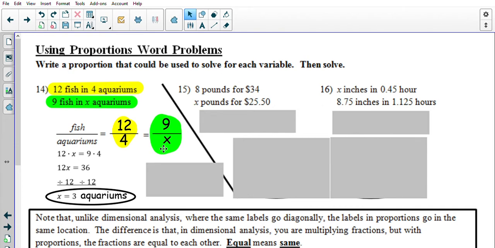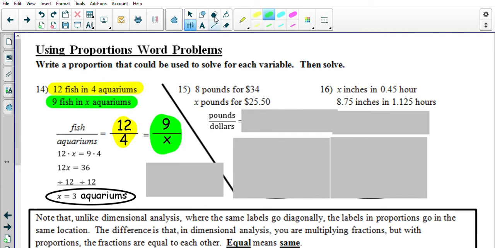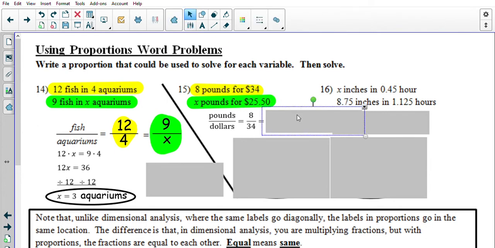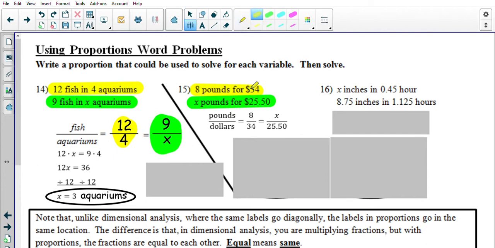All right, let's take a look at number 15. We have 8 pounds for $34 and X pounds for $25.50. We're talking about two things here, pounds and dollars. My first ratio is going to be this 8 pounds for $34, so that's 8 over 34. My second fraction is going to come from the X pounds for $25.50. So we will have X over $25.50.